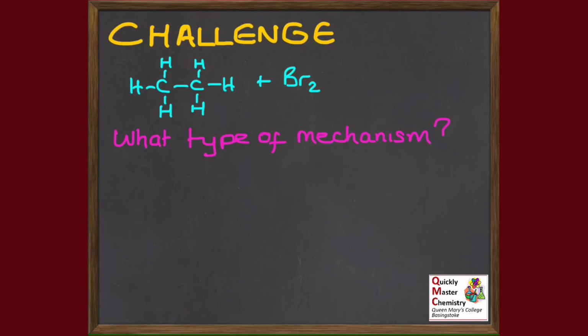So here's your final challenge. As before, first bit, choose the type of mechanism. And you should have chosen radical substitution. With our ethane as the organic molecule there aren't any functional groups, nothing to allow nucleophilic or electrophilic attack, which means that we have to go to our last resort, radical reaction.